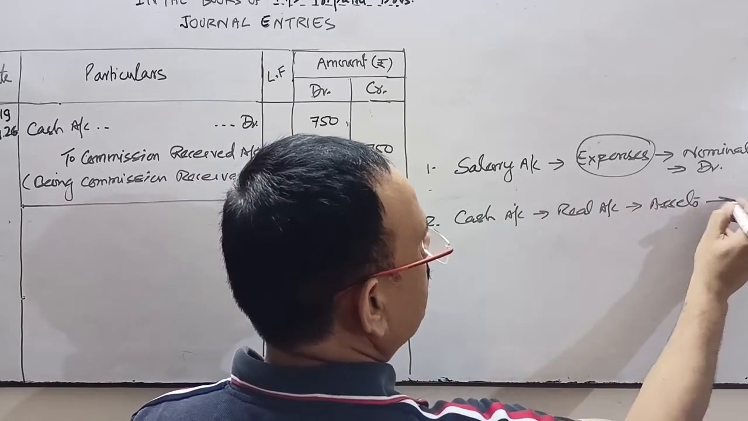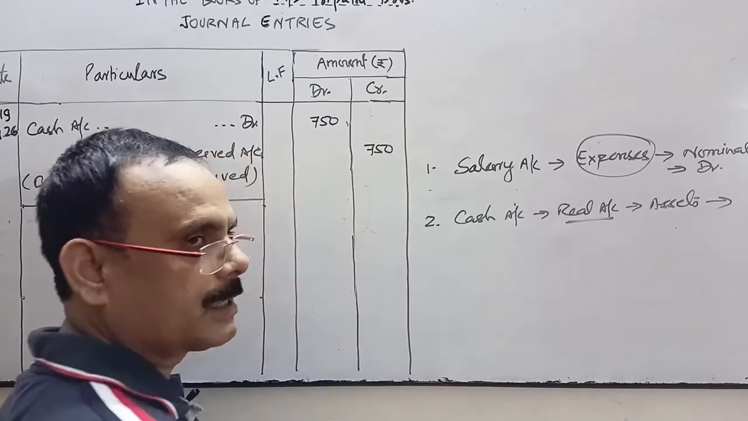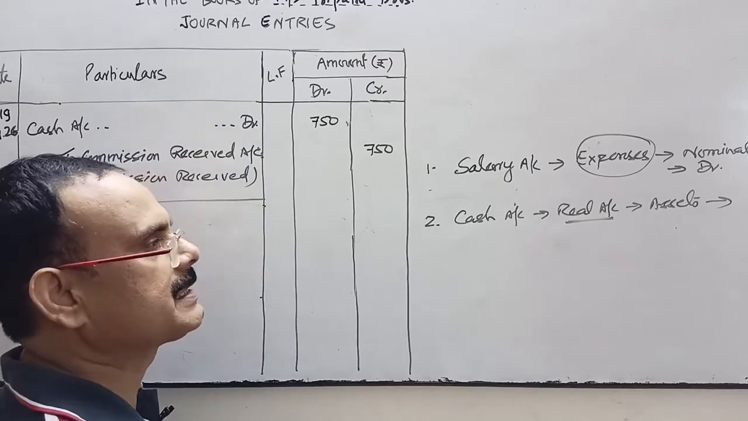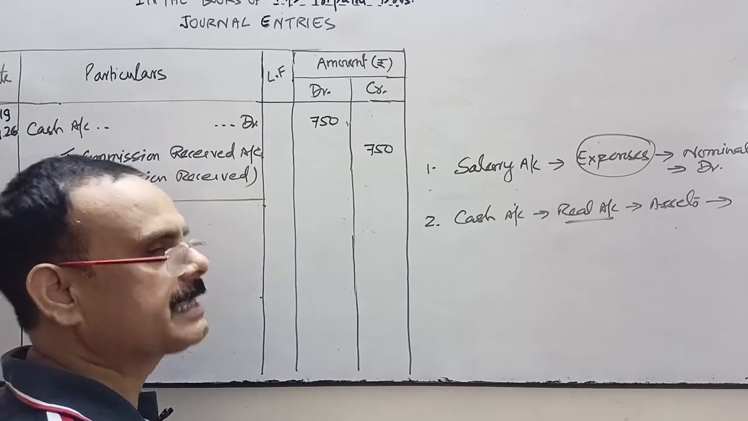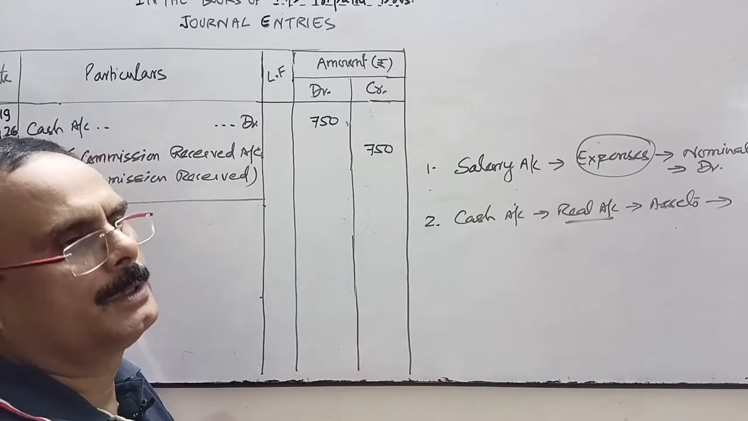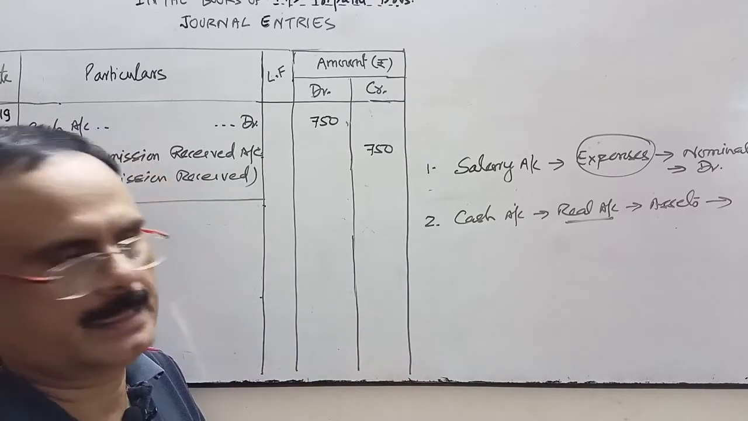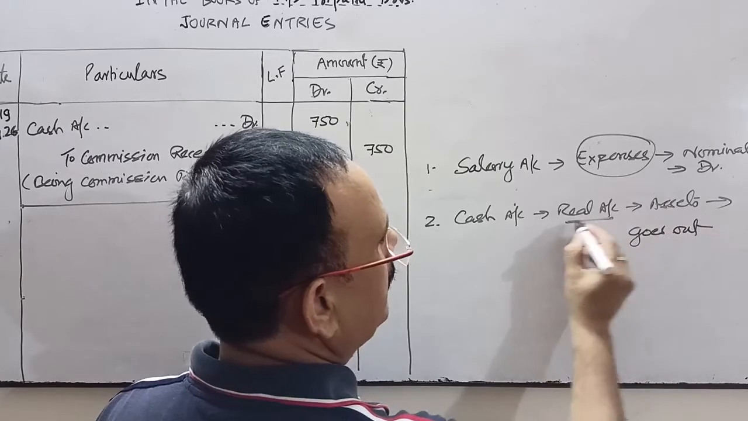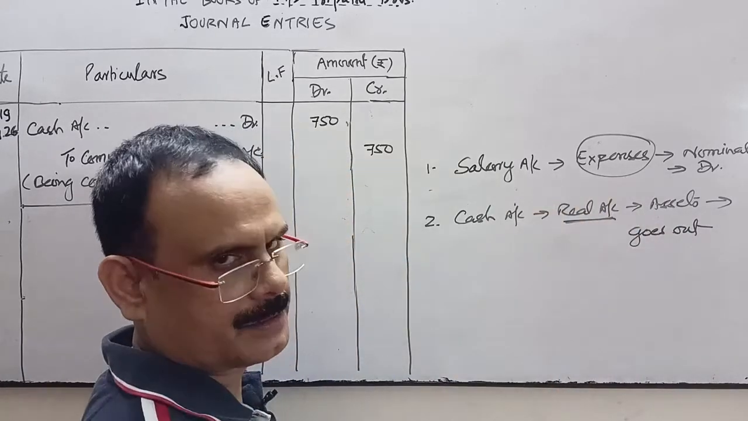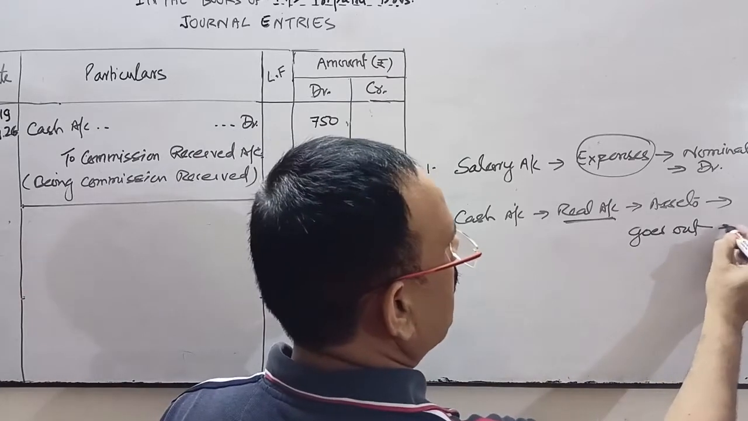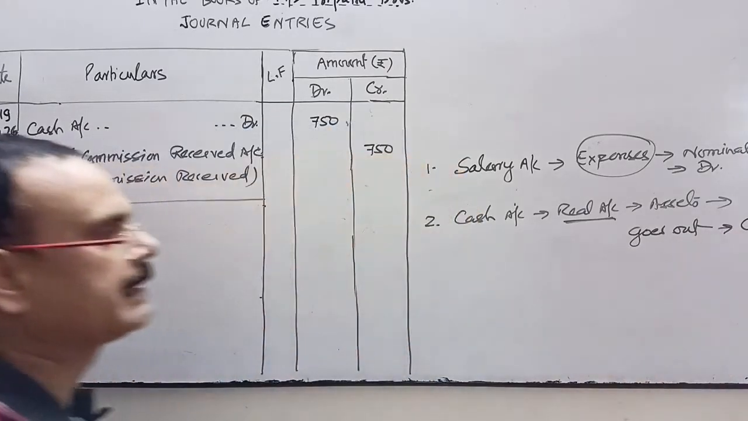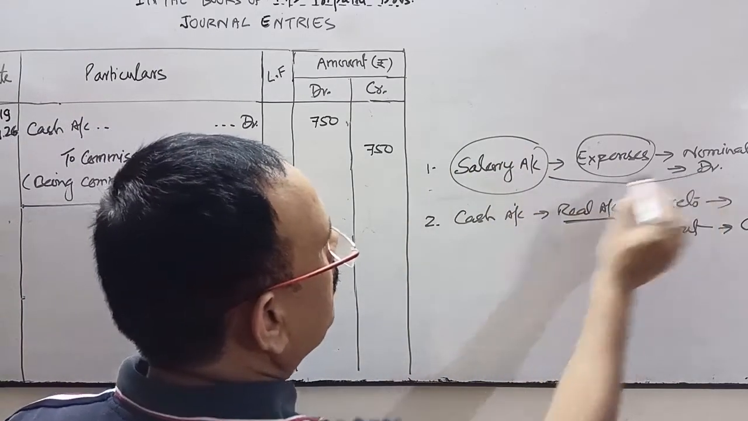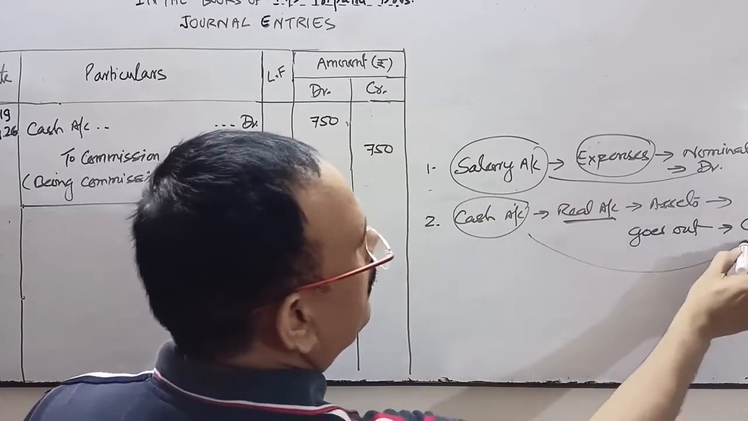And you know the rules of real account. You know the rules? What comes in is debit if assets come in, and what goes out is credit. If the cash goes out from the business, then credit. If cash comes in the business, it is debit. So when we pay the salary to Gopal, cash goes out from the business, as per the rules of real account. When the cash goes out from the business, this will be credited. So the salary account will be debited and cash account will be credited.